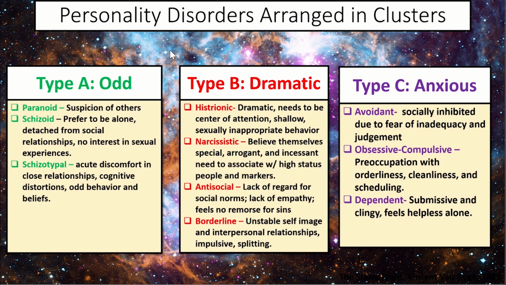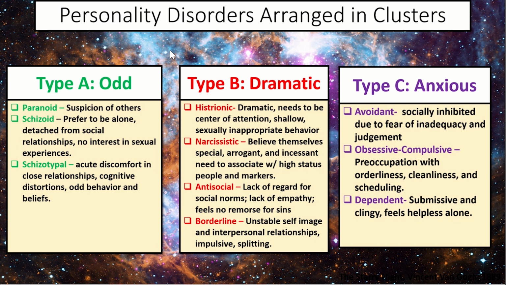Type A, the odd, is the paranoid, schizoid, schizotypal. Paranoids are suspicious of other people. Schizoid, they prefer to be alone, detached from social relationships, and have no interest in sexual experiences. The schizotypal have acute discomfort in close relationships, so they are also detached from social relationships. They have cognitive distortions and odd behavior and beliefs.